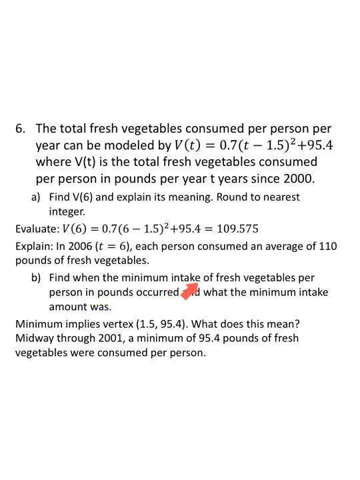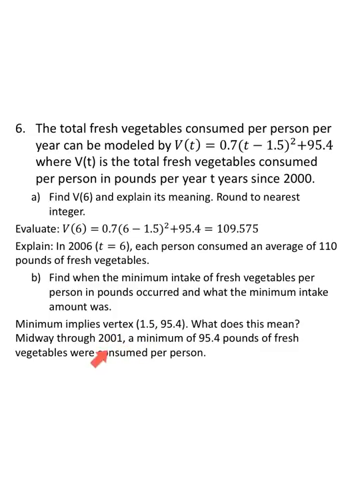Find the minimum intake of fresh vegetables per person in pounds. Oh, find when. Let's read correctly. Reading is fundamental. And what the minimum intake amount was. Again, I see the word minimum. I go back, I'm like, hey, look at that. It's a quadratic. Because it's a quadratic with a positive leading coefficient, I know this graph opens up. If this graph opens up, my minimum will be down here at my vertex. What's the vertex? My vertex is 1.5, comma 95.4.